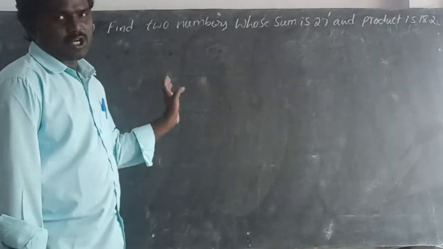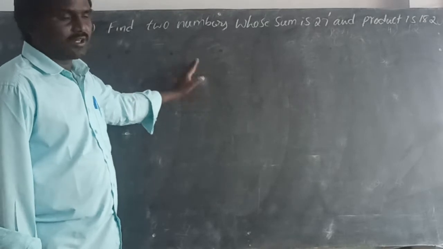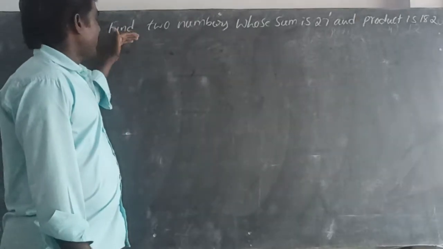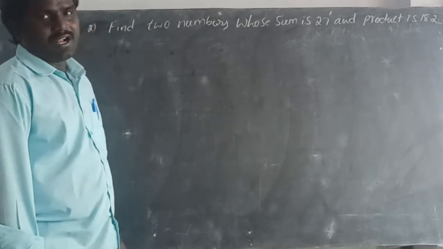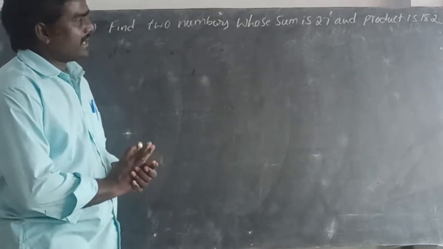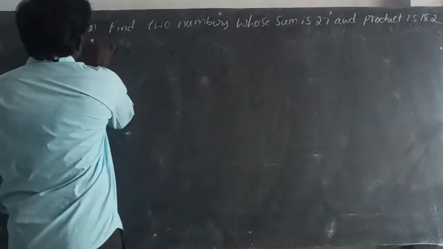Students, now I am teaching 10th class quadratic equations. So, what is the question? Find two numbers whose sum is 27 and product is 182. So find the two numbers. Here we don't know the two numbers.